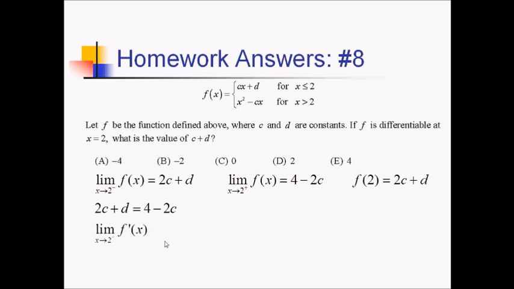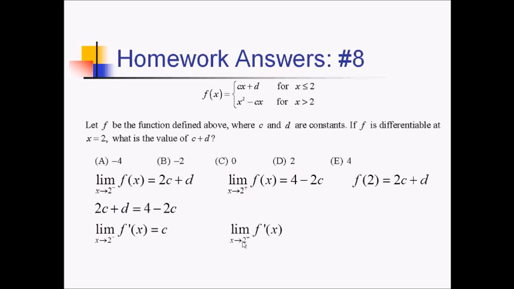So left side limit as x approaches 2 of f prime. Now I'm taking the derivative of this first rule up here. So that's going to be, let's see, c, because we have a cx, that's a linear function there, and then this d gets differentiated away to 0. So it's just c then for that derivative as x approaches 2 from the left.